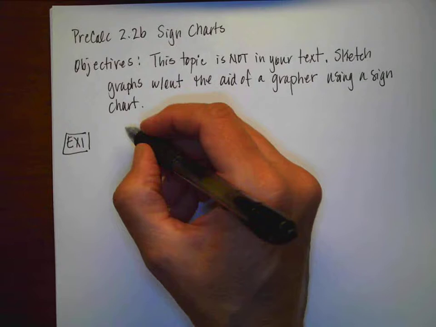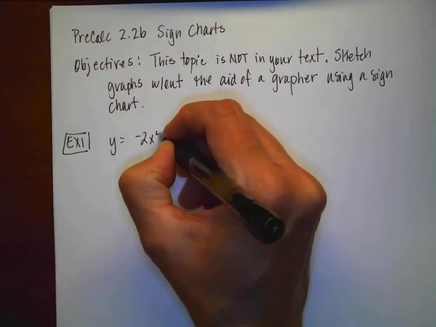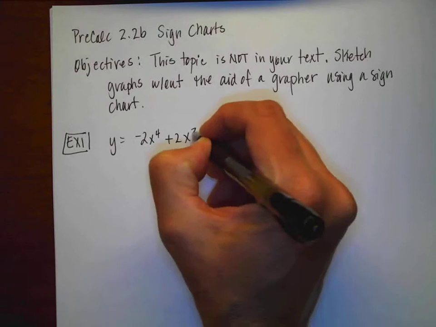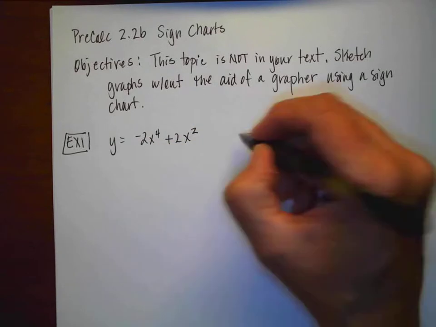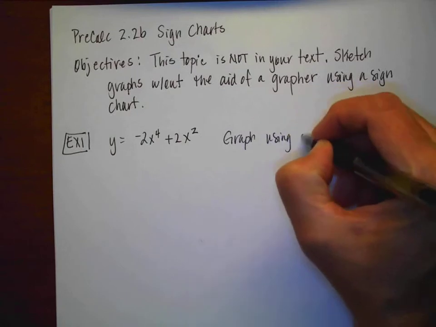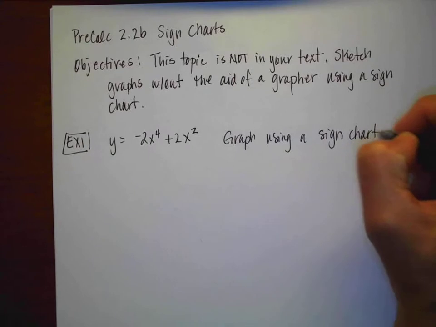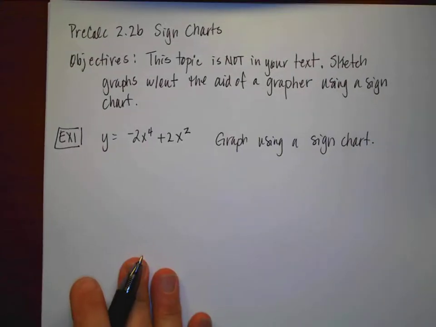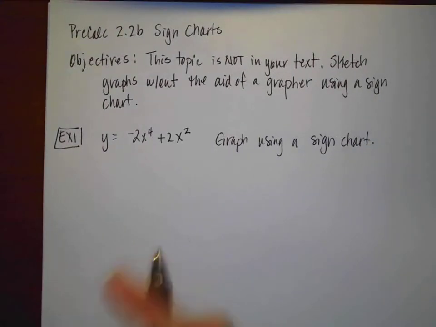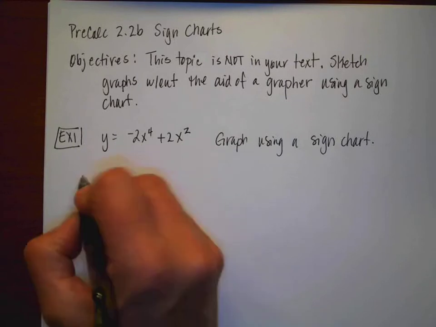So let's use the function y is equal to negative 2x to the fourth plus 2x squared. And we're going to graph it using a sign chart. So I'm just going to do several examples because I think that's the easiest way to teach how to do one. All right, the first thing that you want to do is put it in factor form. And yes, this is an equation that we did yesterday.